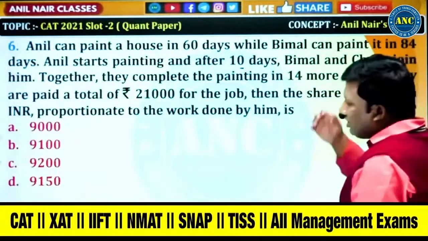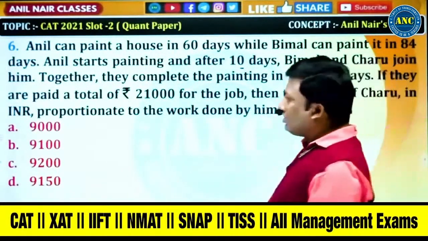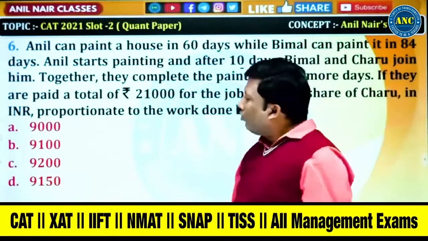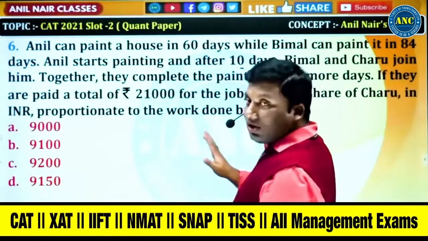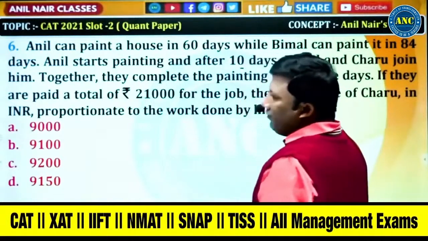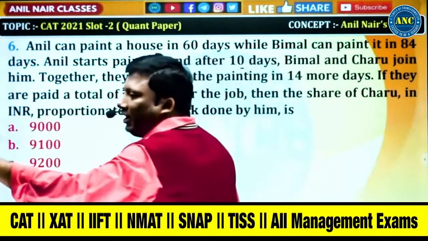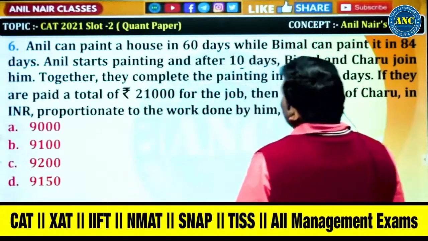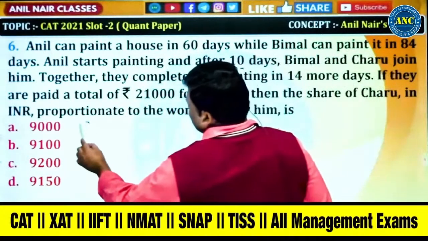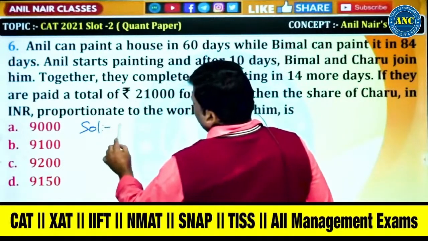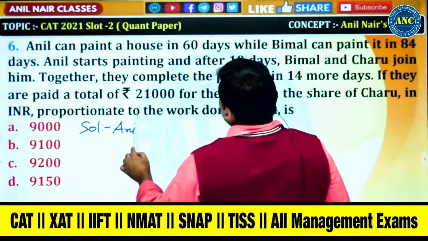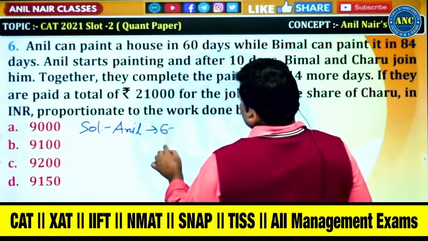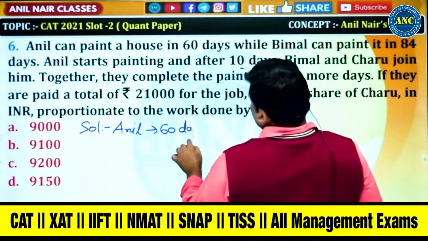Now, fifth question, I hope the concept is clear. Two trains are moving in the opposite direction. These also we will read the question. Go very, very slowly. Question is, Anil can paint a house in 60 days. There is a person by name Anil who can paint a house in 60 days.